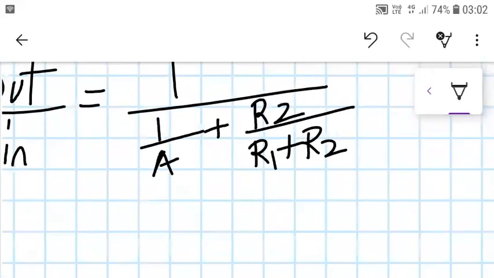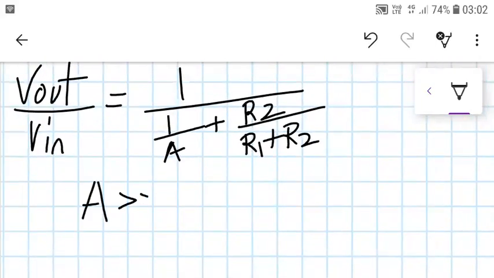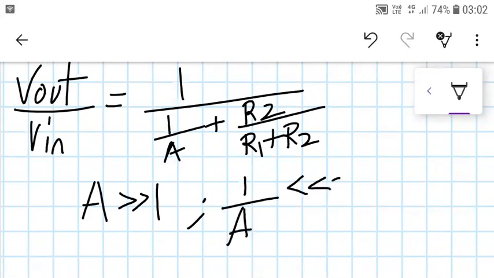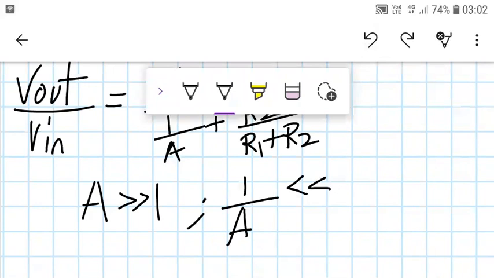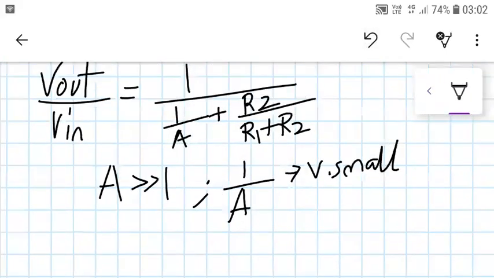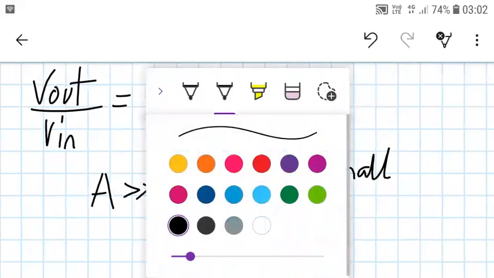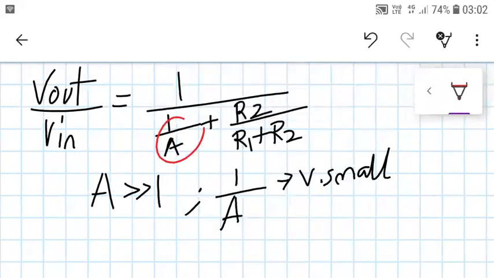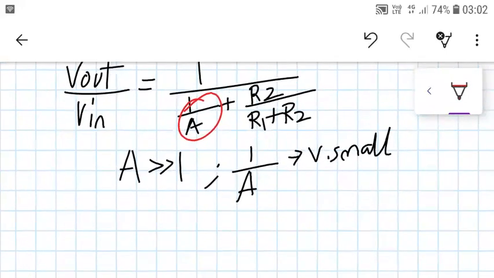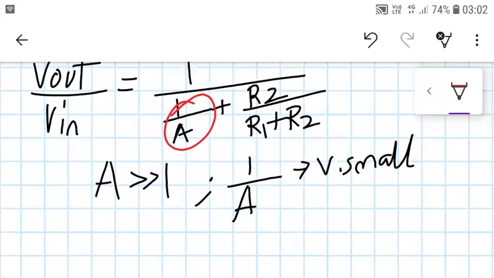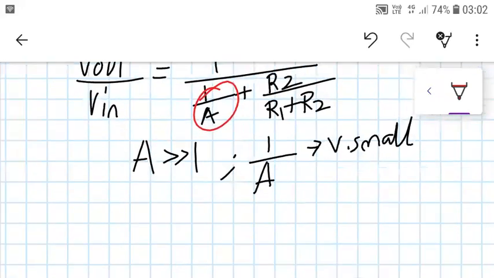Now, we have just said that A is very much greater than 1. So 1 upon A will be very, very small. So we can neglect this value, 1 upon A, because compared to 1, A is very, very large. It's in the order of 10 raised to 6, so we can safely ignore it. So what do we get?